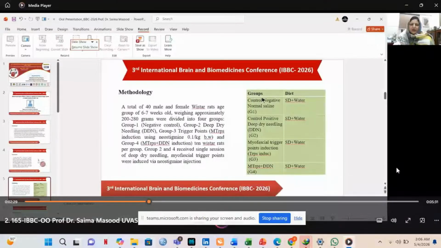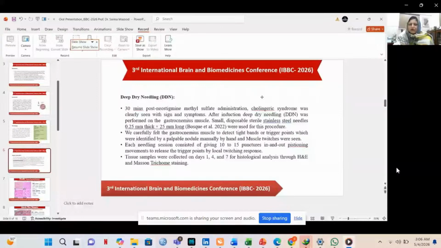Both types of pain were clearly seen with the signs and symptoms. Each needling session consisted of approximately 10 to 15 punctures, in and out movements, to release the trigger points by local twitch response.